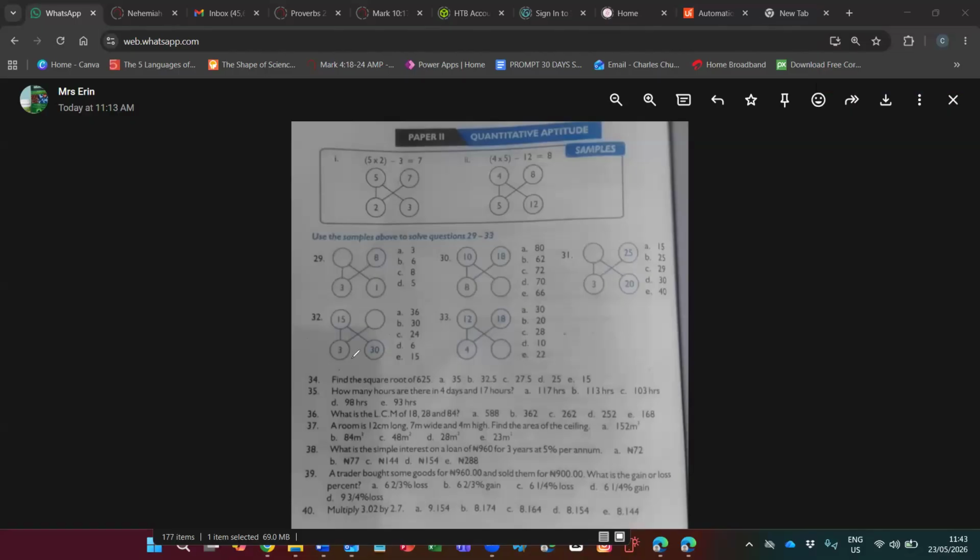Okay, so it looks like the quantitative is not complete quantitative. They now went back to normal questions. So, what's the square root of 625? 25. Yes. How many hours are there in 4 days and 17 hours? 4 days. How many hours are there in 4 days? 117.